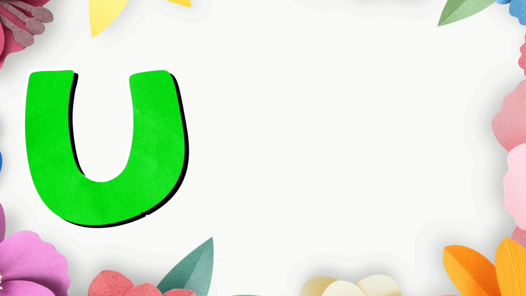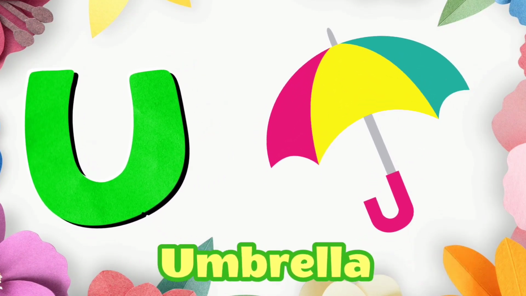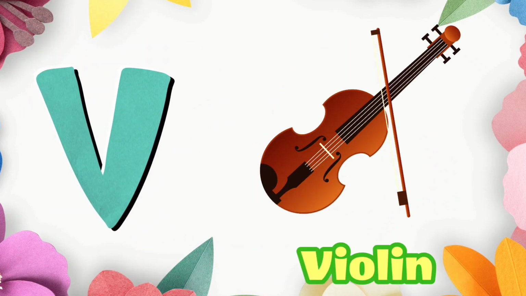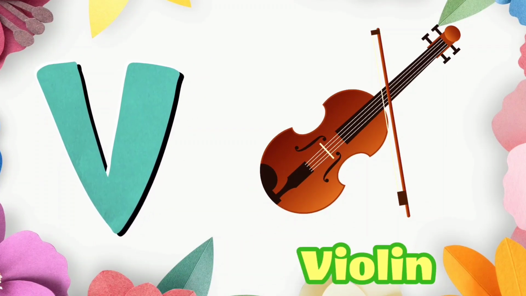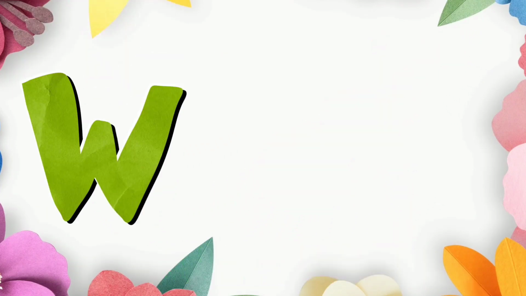U is for umbrella, umbrella, umbrella, U, umbrella. V is for violin, v, v, violin. W is for whale.